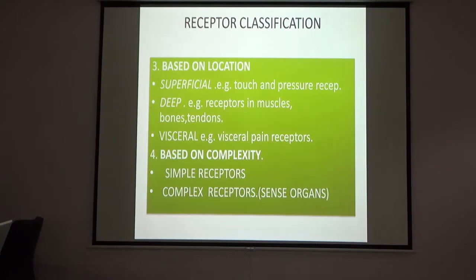Even there is one more way of classifying the receptors, that is based on their complexity. There can be simple receptors and there can be complex receptors. And what are those complex receptors? The sense organs are the complex receptors, about which you have already studied, all the sense organs.